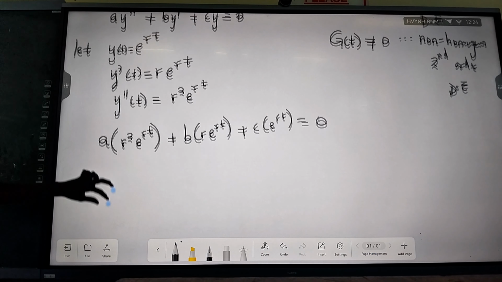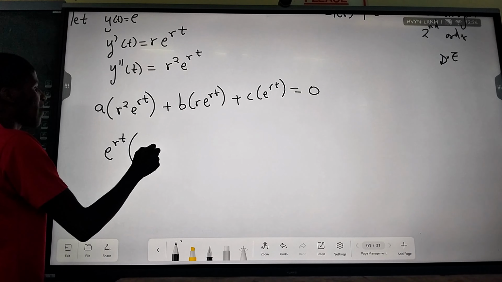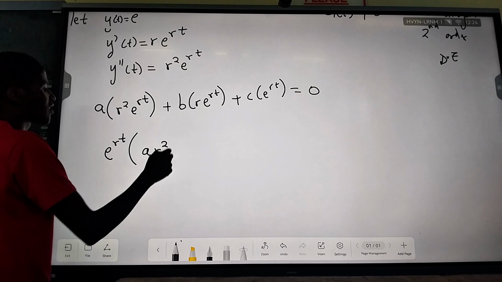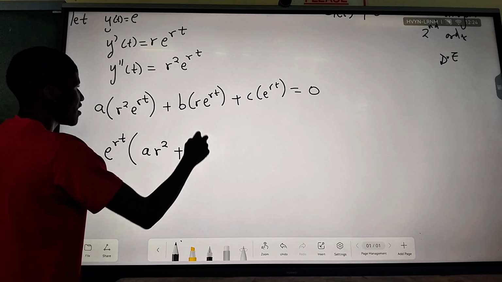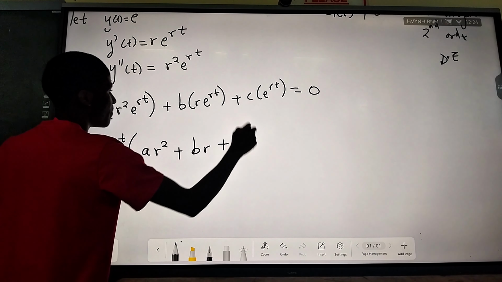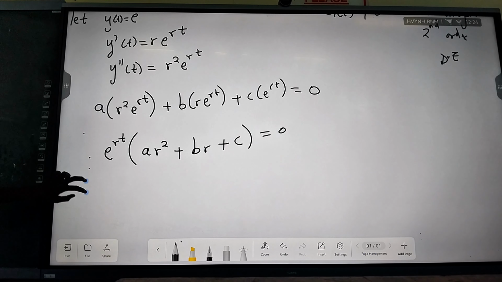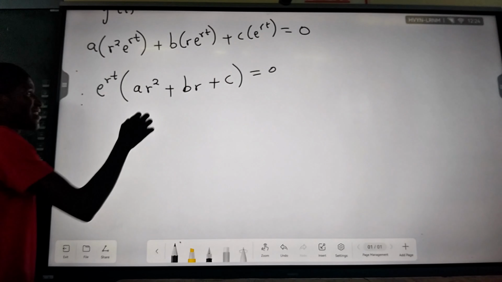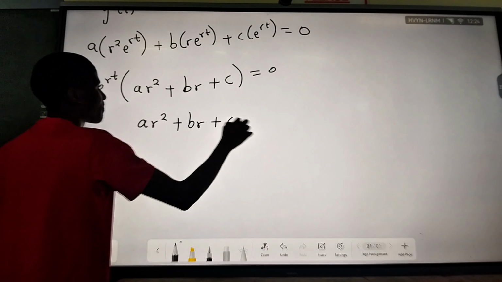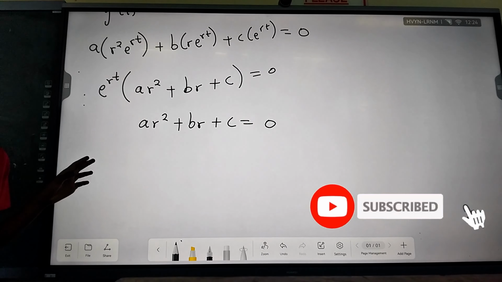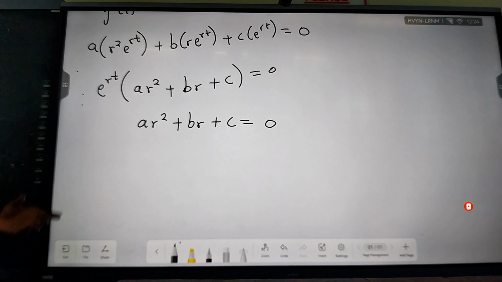If you see, one thing that is common to all of them is e to the power of rt. When you take it out, you get a r squared plus b r plus c is equal to 0. This is the same as saying we divide by e to the power of rt on both sides: a r squared plus b r plus c is equal to 0. You can know this right away, because when you're actually solving a problem, you don't have to do this step by step.